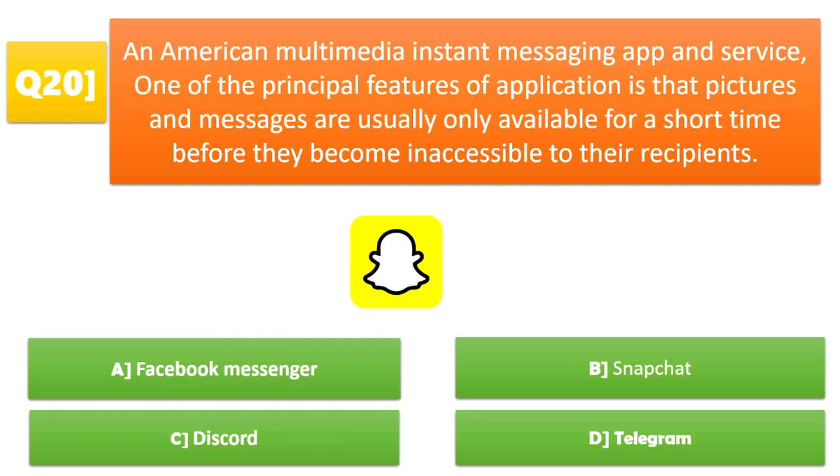An American multimedia instant messaging app and service, one of the principal features of the application is that pictures and messages are usually only available for a short time before they become inaccessible to their recipients. A. Facebook Messenger, B. Snapchat, C. Discord, D. Telegram. B. Snapchat is the correct answer.